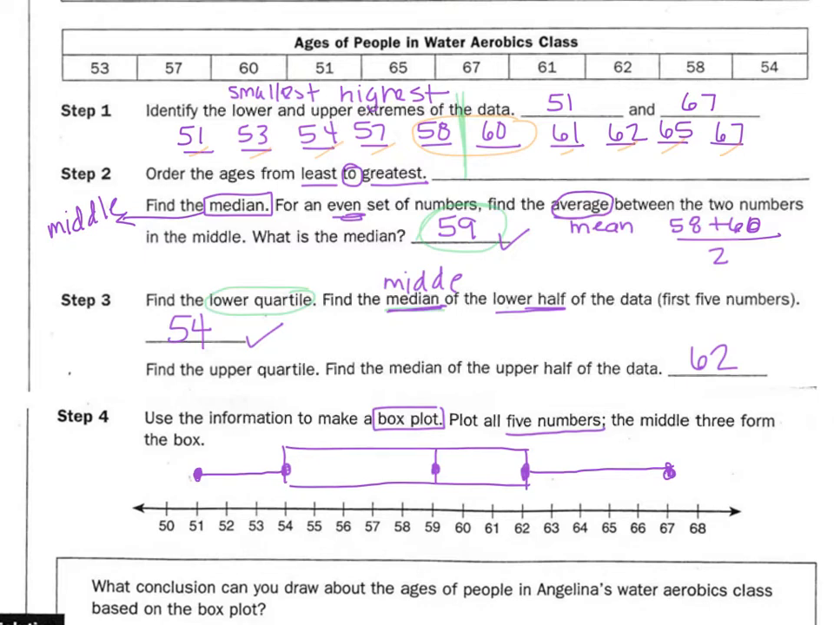When we look at this, we can see that this area is a little bit bigger than this area. That means that this area is more tightly packed. We have our outliers out here. These are our extremes, but this is where the majority of our information is.